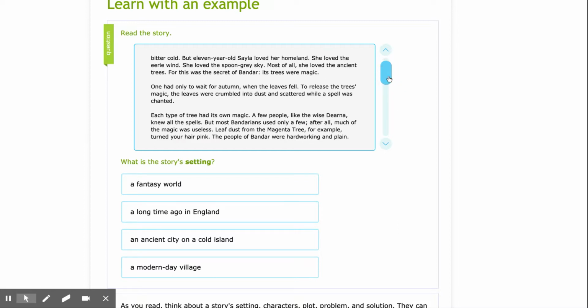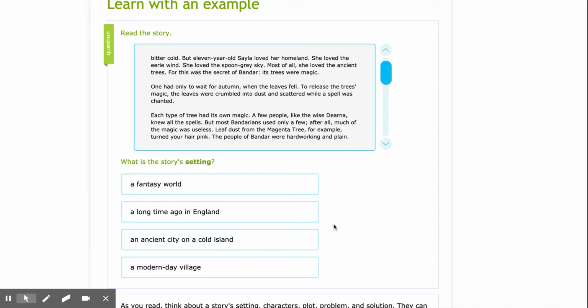One had only to wait for autumn when the leaves fell to release the tree's magic. The leaves were crumbled into dust and scattered while a spell was chanted. Each type of tree had its own magic. A few people, like the wise Dirna, knew all the spells, but most Banarians used only a few. After all, much of the magic was useless. Leaf dust from the magenta tree, for example, turned your hair pink. The people of Bandar were hardworking and plain.